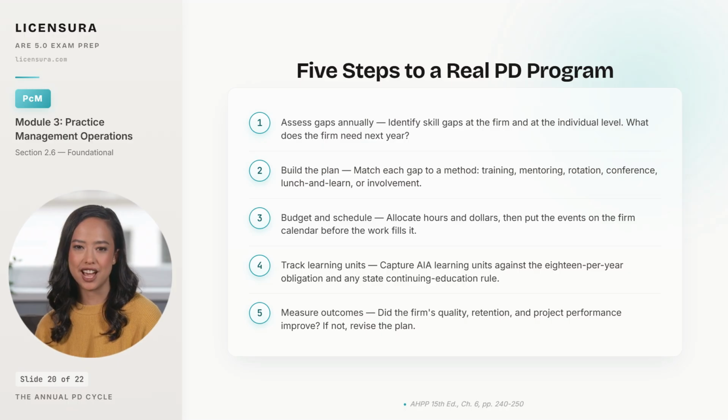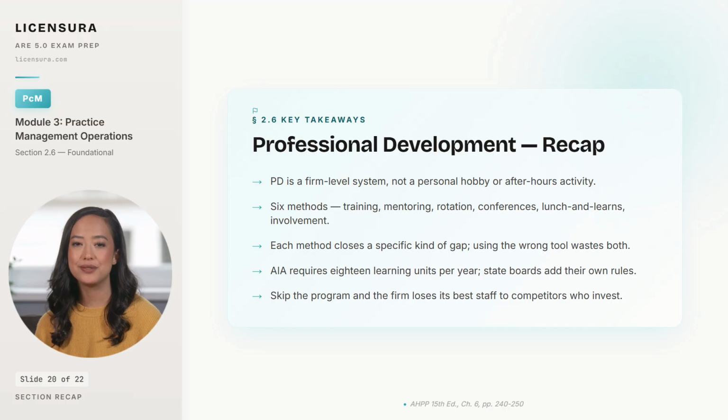Close on the takeaways that carry forward into how the firm documents and verifies experience. 5 takeaways from this section. First, professional development is a firm-level system the practice builds on purpose, not a personal hobby staff pursue after hours. And treating it as the latter is how firms slowly fall behind the competition. Second, there are 6 recognized methods: formal training, mentoring, job rotation, conference attendance, lunch and learns, and professional involvement. And the exam expects you to recognize each one on site.